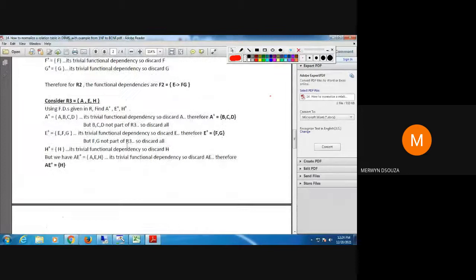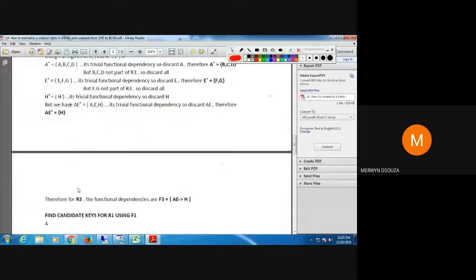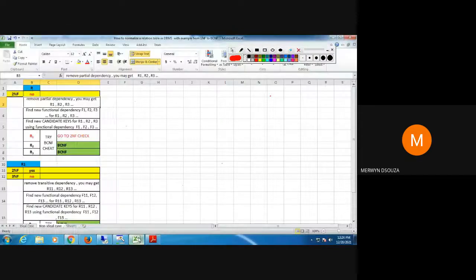So I hope you have understood how to do that. So for R3 we get F3, the third functional dependency, which is A determines H. Here we were checking R for second normal form. We found a partial dependency, so we removed the partial dependency and got R1, R2 and R3.